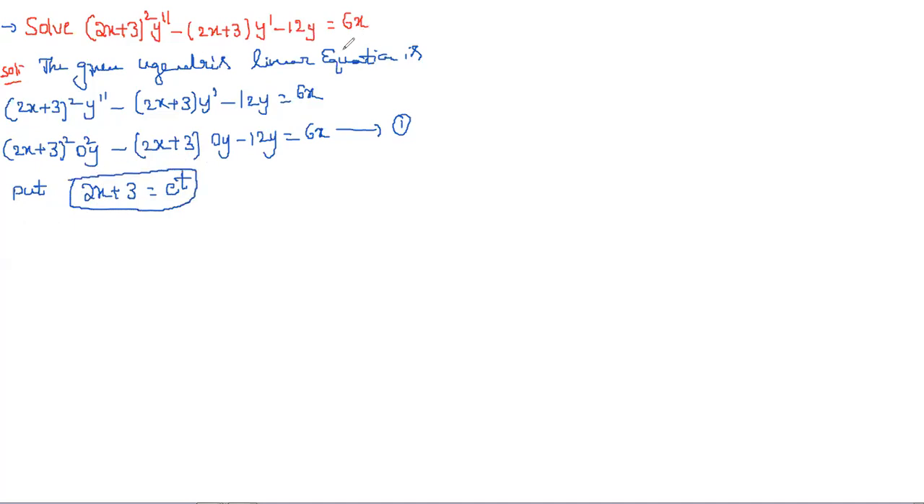If you observe, we can simply write 2x = e^t − 3, and then x = (e^t − 3)/2. Now by taking log on both sides, we get t = log(2x+3).